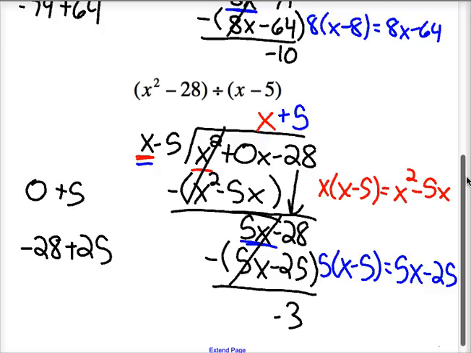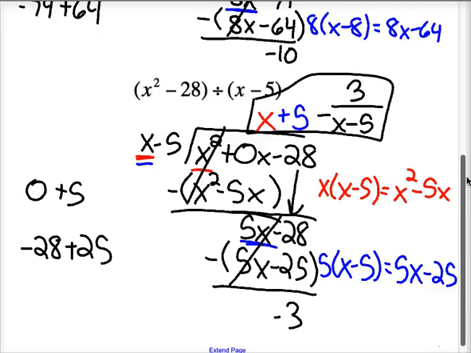All right, well, again, there's nothing more to pull down, so that means that negative 3 is my remainder. And because it's my remainder, I have to leave it with the fraction. And that'll be your final answer.